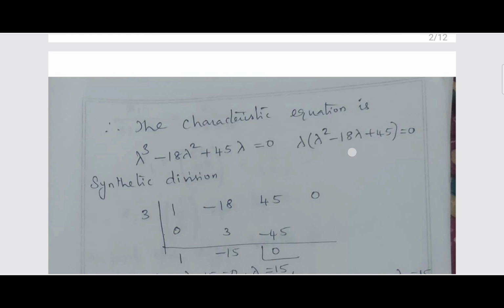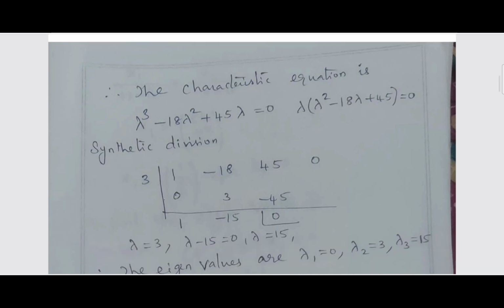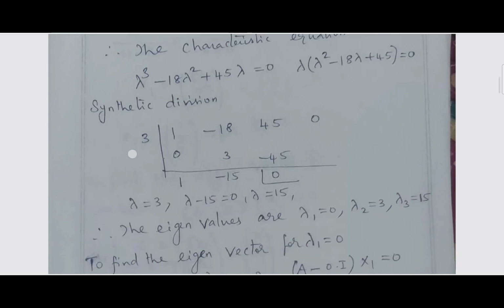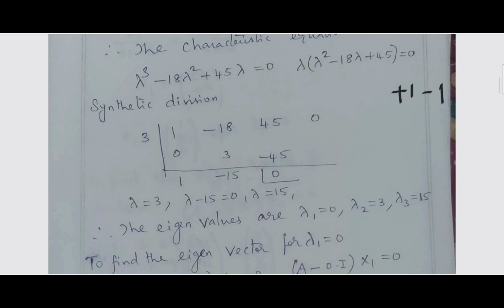Either you can factorize this equation or you can directly use synthetic division. I told you already which roots you need to try: either plus 1 or minus 1, or plus 2 or minus 2, or plus 3 or minus 3. Among these six, any one will definitely satisfy. Here I tried up to the fourth value, and then plus 3 suits the problem.